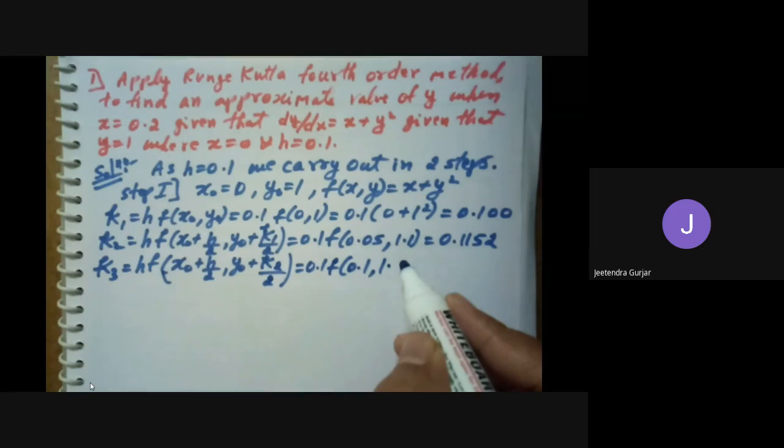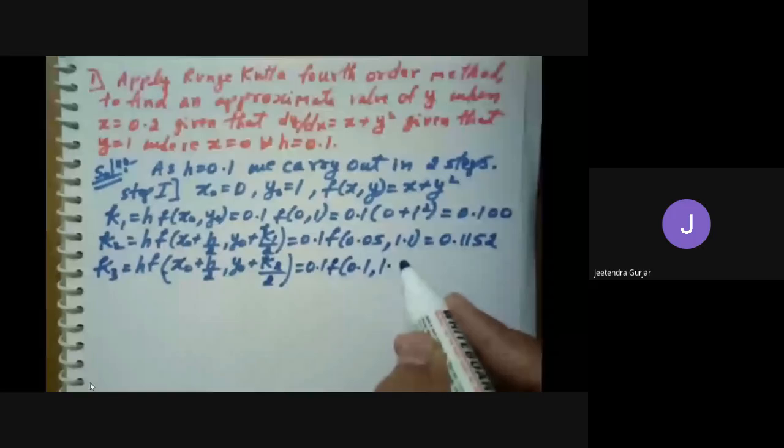Okay, wait. Where was I? K2 is equal to h f of x naught plus h upon 2 comma y naught plus k1 upon 2, we get. Correct. So h is nothing but 0.1, and f of x naught plus h upon 2. X naught we have taken here 0 plus h upon 2. H upon 2 is 0.1 upon 2, which will become 0.05.